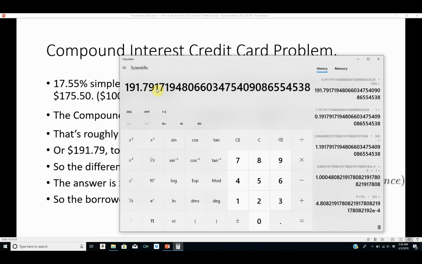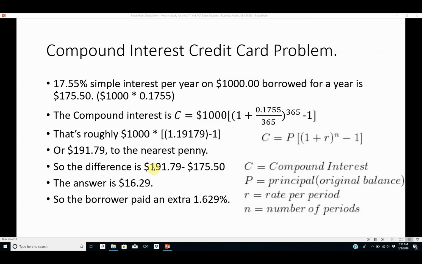So voila, we get 191.7917. Obviously, we're going to have to round it to the nearest penny, so that's just $191.79. So then we just subtract 175.50, the simple interest amount, from 191.79, and we get $16.29 as a difference, so the borrower paid an extra 1.629%.